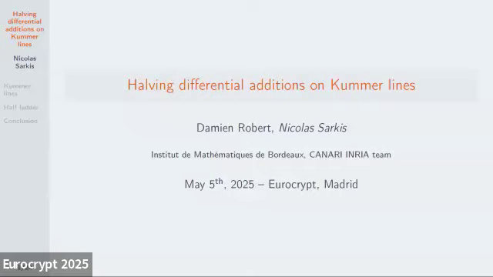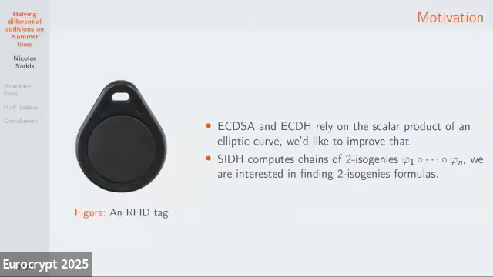Thank you, Emmanuel. So I'm going to talk about halving differential additions on Kummer lines. I have a few things to define which are in the title, but first a bit of motivation. This is about arithmetic, based on the arithmetic of elliptic curves. What you want to do in elliptic curve cryptography is perform the scalar multiplication on your elliptic curve efficiently. This is what we are interested in. And also in isogeny-based cryptography, you're interested in computing chains of two isogenies. So we are interested in finding efficient two-isogeny formulas. This is the main motivation.